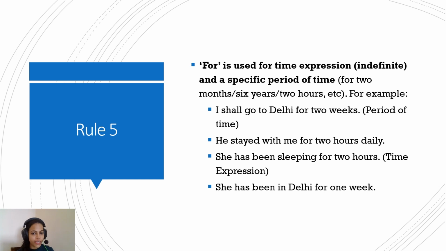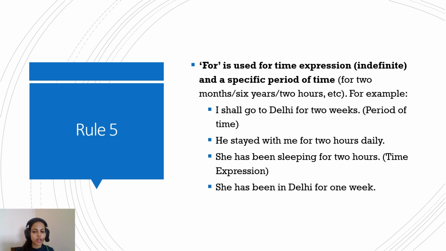It could be indefinite time or a specific period of time. For example, for 2 months, for 6 years, for 2 hours. So here it can be an indefinite amount of time or a specific period of time. For example, I shall go to Delhi for 2 weeks. So here for is used to refer to that specific period of time, 2 weeks.